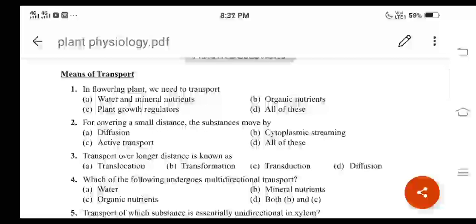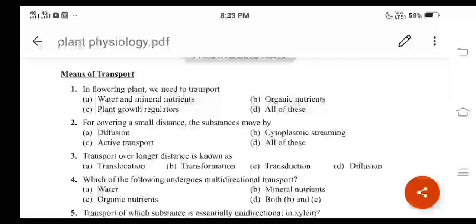Then fourth question. Which of the following undergoes multi-directional transport? The options are like this: A is water, B is mineral nutrients, C is organic nutrients, and option D is both B and C. According to the question, option D is the correct answer.